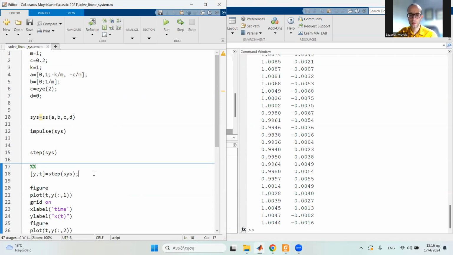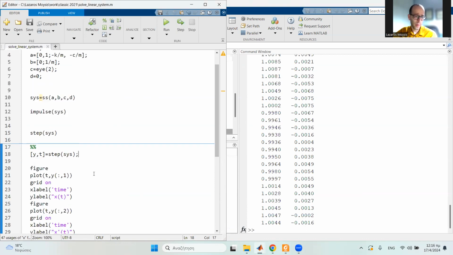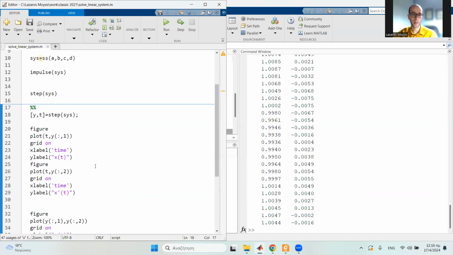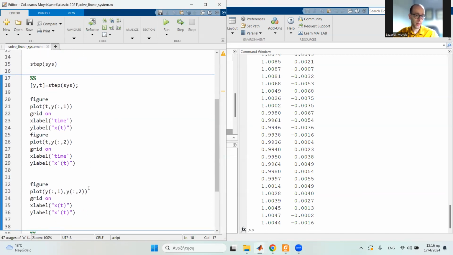So some may ask, Lazarus, why do you want to do that? Well, let's say I want to do some statistical analysis, or I want to take this time series and use it in another application. So there are many reasons why you would probably need that. And for example, here I may want to use it to plot the phase diagrams.